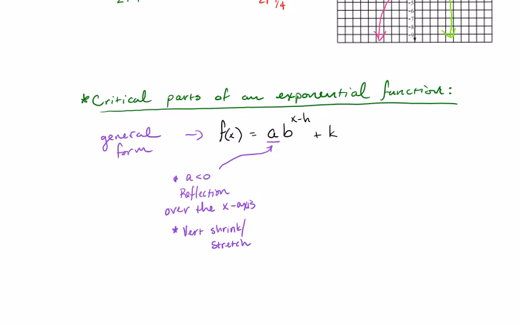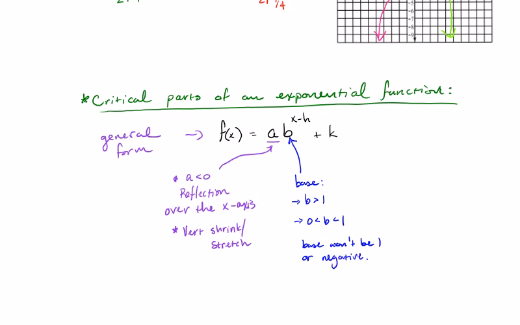The base is much more critical. So this is considered the base, right? And this is what really changes the graph a lot. So sometimes the base will be greater than 1. That's the first scenario. Sometimes the base will be in between 0 and 1. But two things that the base won't be: the base won't be 1 or negative.